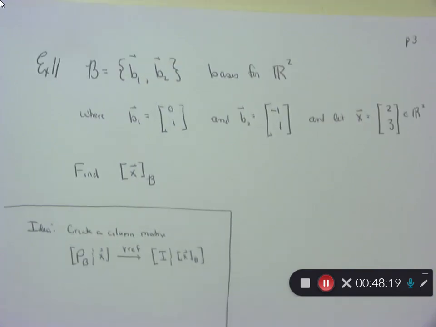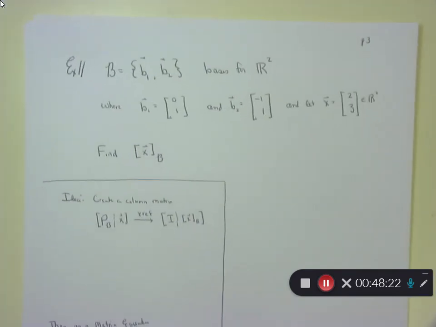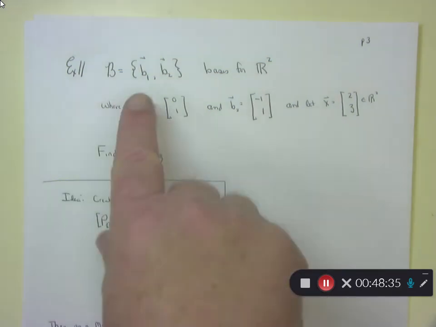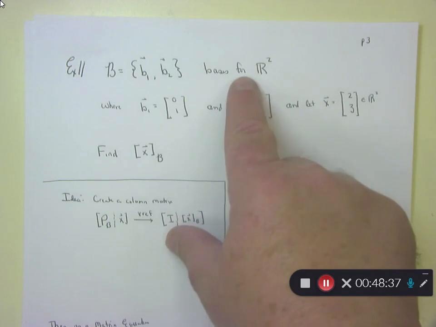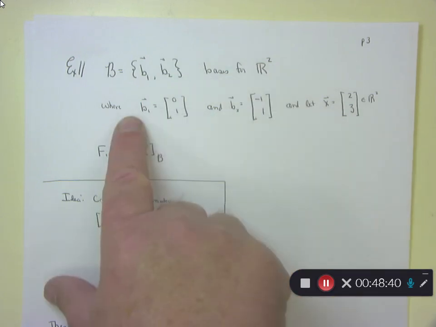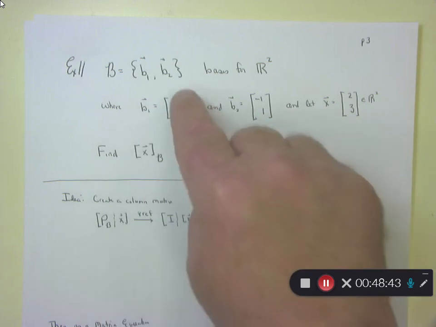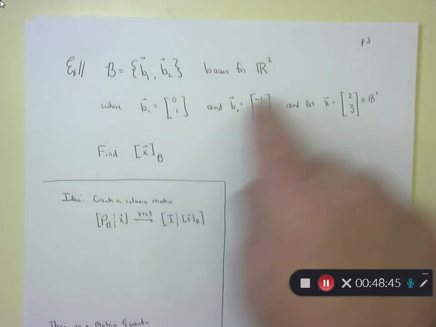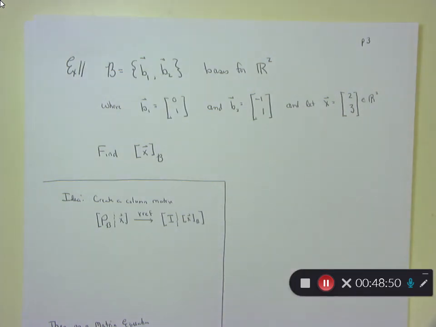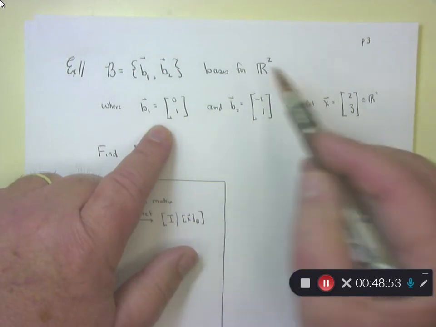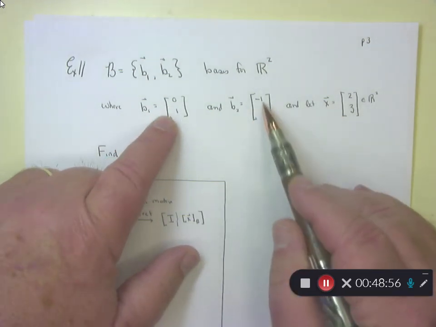Here's another one. Again, I'm starting small here because, honestly, this stuff can be rather difficult. Let B be equal to two vectors, B1 and B2, a basis for R2. I'm going to give you the basis. Here's my code. B1 is going to be the vector 0, 1, and B2 is the vector negative 1, 1. So these are not my standard bases. Does that make sense? So this is a basis for R2, 0, 1 and negative 1, 1.